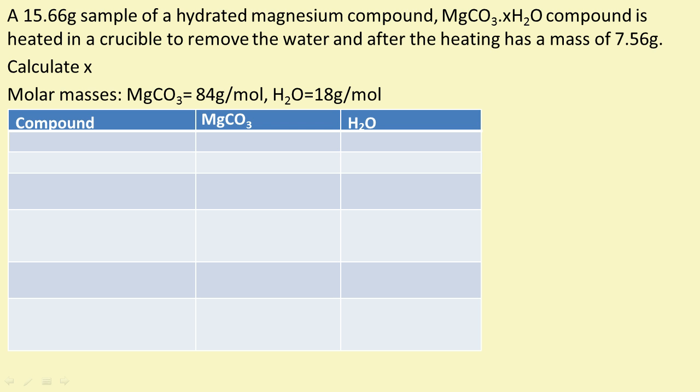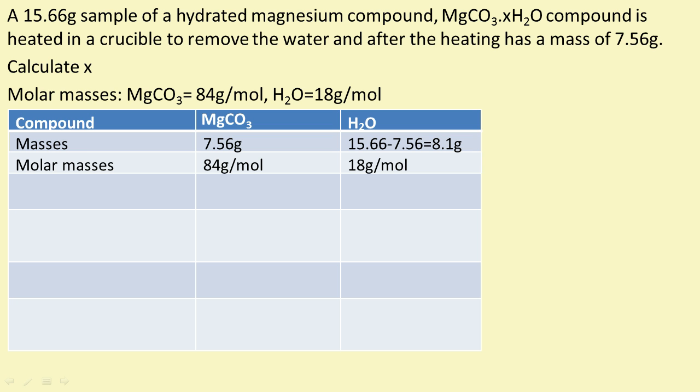As ever, we draw our table and draw one column for each of the compounds which is present. We can write down the masses. Using the molar masses, we can calculate the number of moles present. Formulae for compounds in chemistry have whole numbers, and it states in the question that it is 1 mole of magnesium carbonate to a certain number of moles of water.